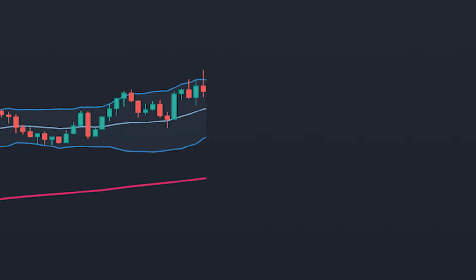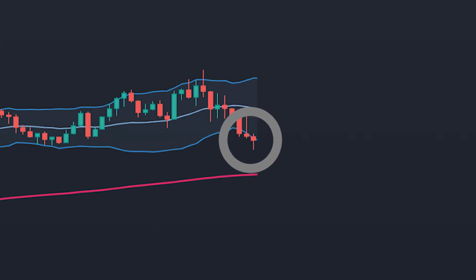The first step in identifying our trade is waiting for price to touch the upper line of the Bollinger Bands, before falling away and pushing through the 20 SMA, which is the middle line of our Bollinger Band. After this, we then want to wait and see if price touches the outer edge of our Bollinger Band.